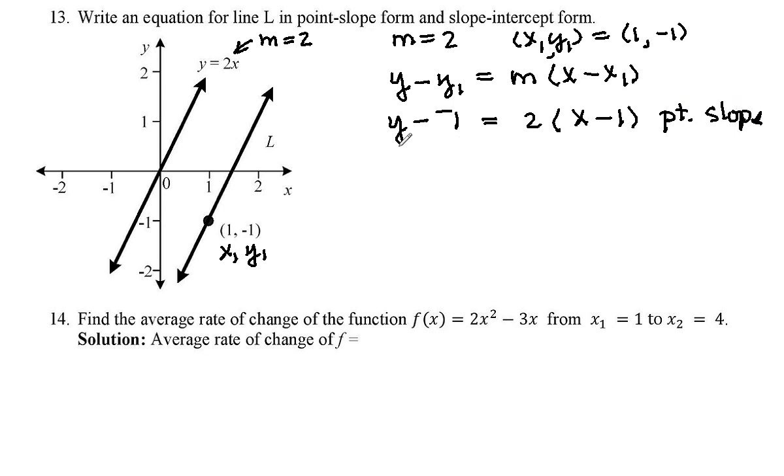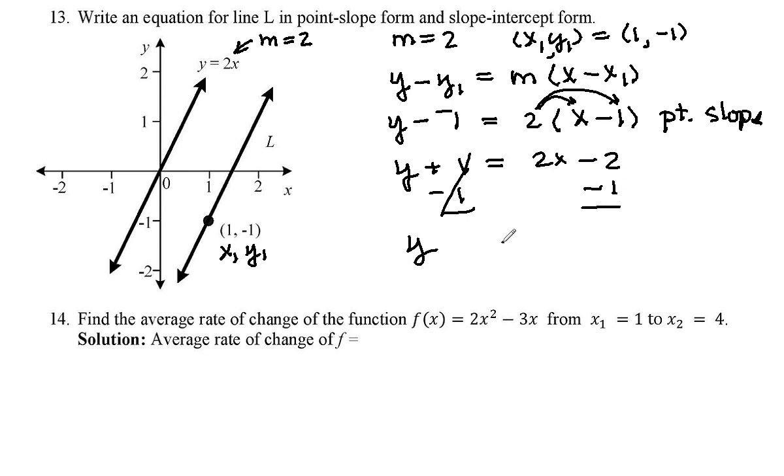And now solve it for y, and you'll have your mx plus b, your slope-intercept. So double negative makes a positive. y plus 1 is equal to 2 times x is 2x, 2 times negative 1, minus 2. And then subtract 1 on both sides. And we get y equals 2x minus 3. And there is our slope-intercept.